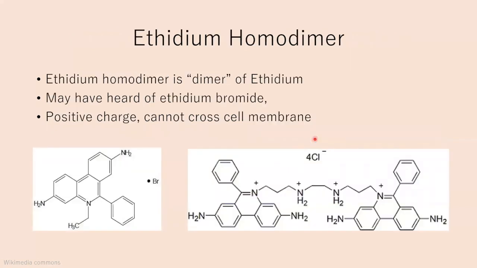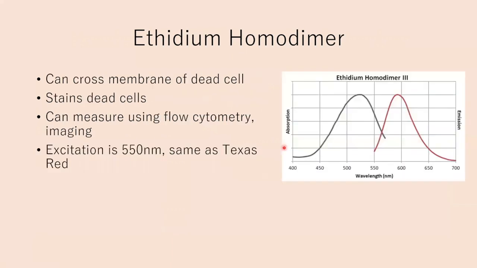Now, for staining dead cells, we use Ethidium Homodimer. I think a lot of you may have worked with Ethidium bromide. I know I have. And this compound is a dimer. You can see it here of ethidium bromide. This is ethidium bromide on the left. So it's very simple. And this compound has a positive charge and it can't cross the cell membrane when the cell membrane is intact, so it won't stain live cells.